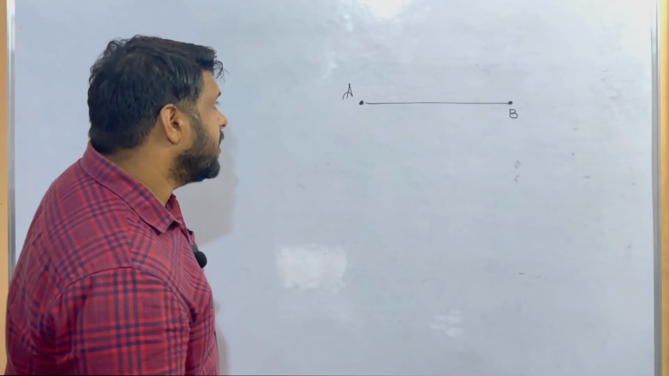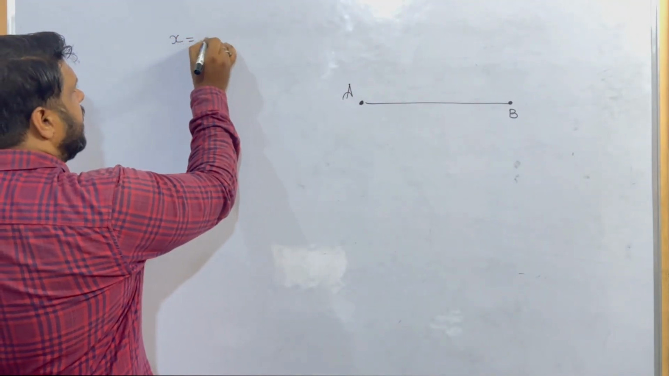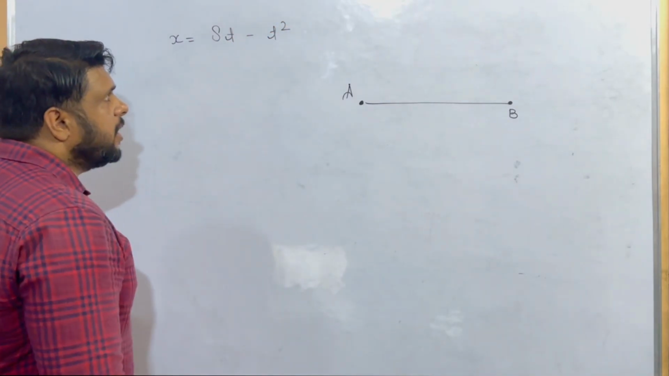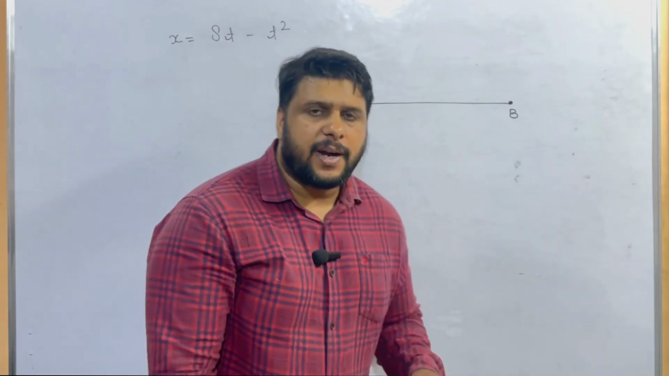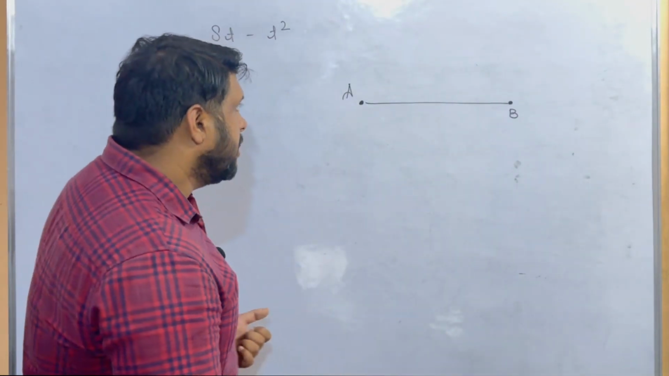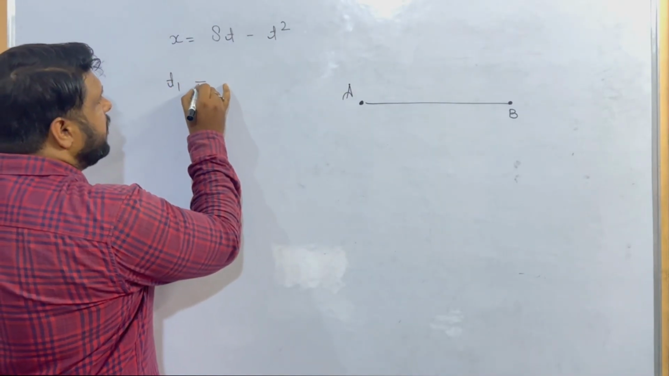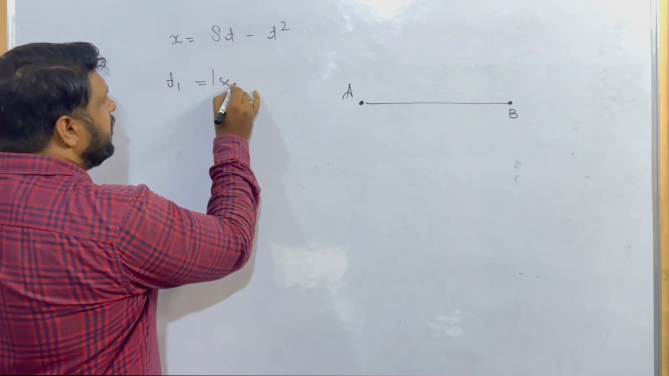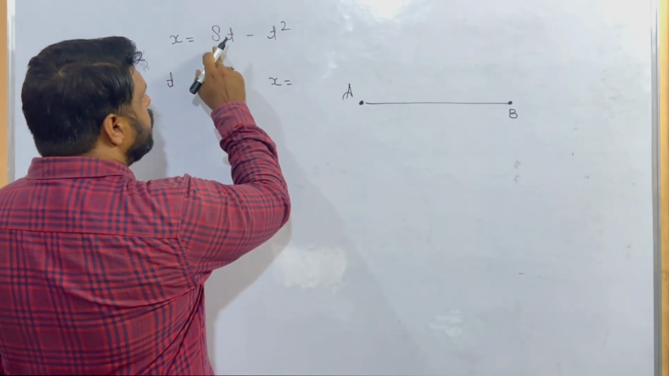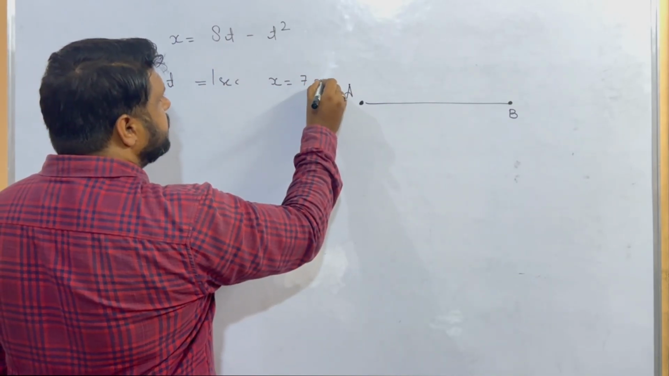Now let's take another case where it is going to change its direction. Let's say x is equal to 8t minus t square. So here we will find the distance traveled by the particle at each instant. Now at t is equal to 1 second, the distance traveled is going to be 8 minus 1, 7 meter.